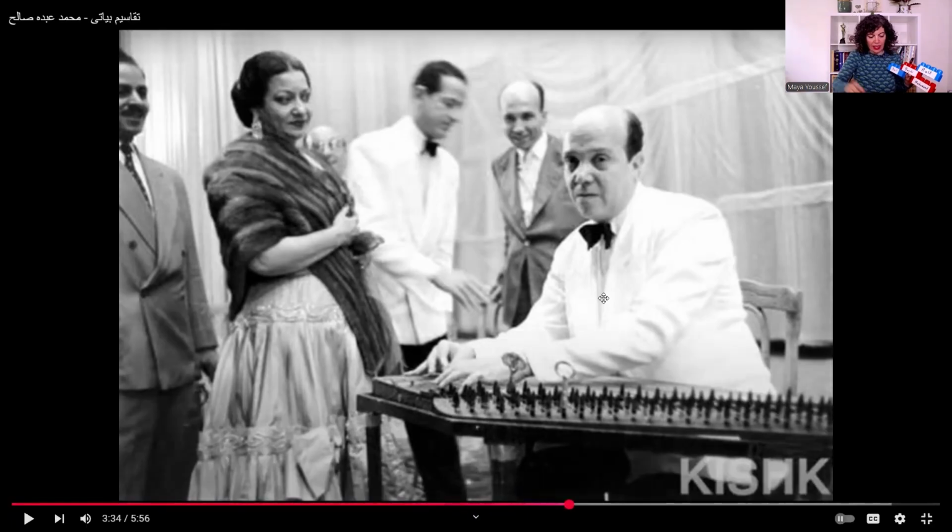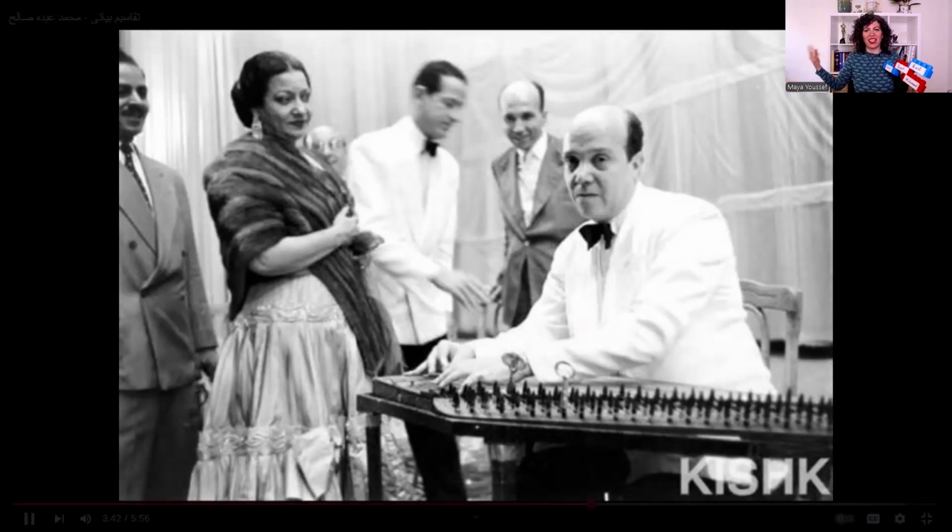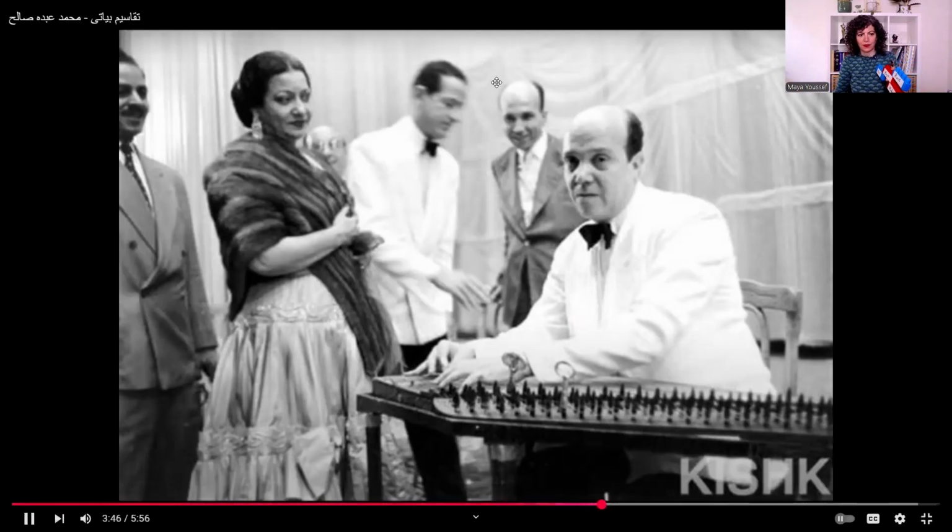So this is exactly it. It's a high Bayati. So he's moving faster. Looking at dance here. That was a baqafla, by the way.